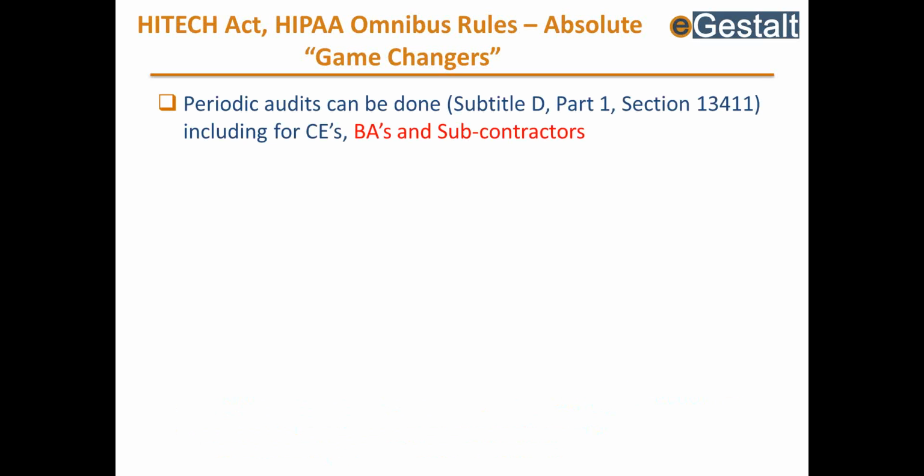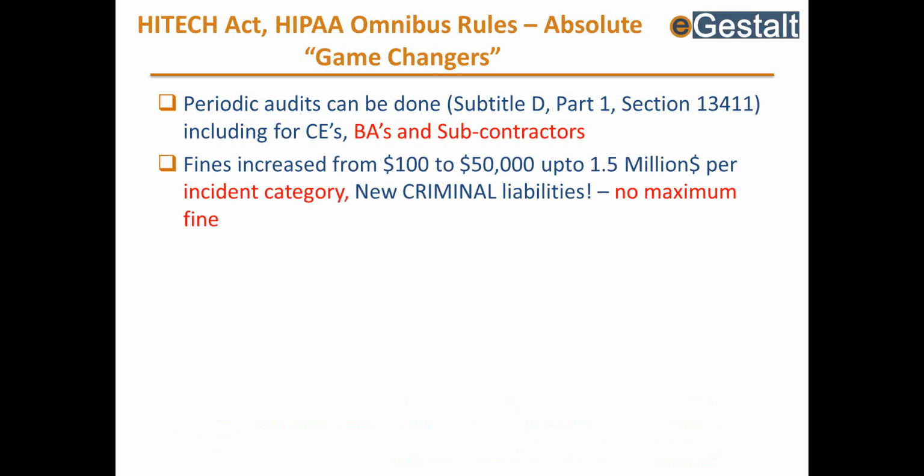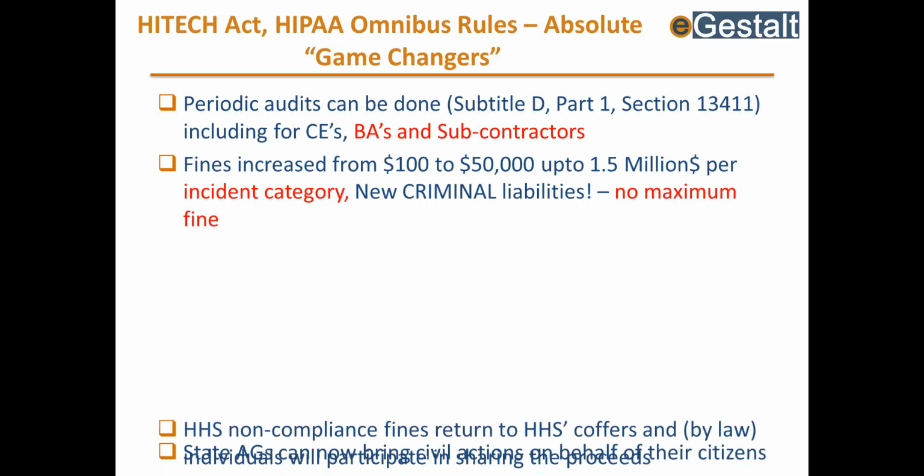Certainly, the ability for the government agencies to do periodic audits of covered entities, business associates, and subcontractors included, which means that all of these entities need to be HIPAA HITECH compliant, and there are penalties, there are criminal prosecution capabilities that are built into the system. The fines per incident category can be up to $1.5 million, and HIPAA Omnibus clarified this, that there's no upper ceiling for fines, and it can be $1.5 million per incident category. So if there are multiple counts or multiple incidents of violations, the fines can go up dramatically.